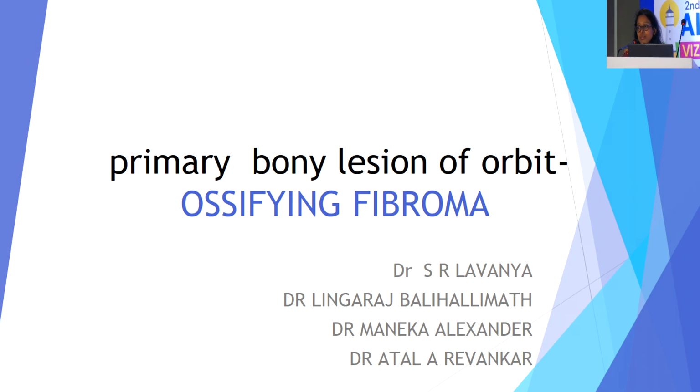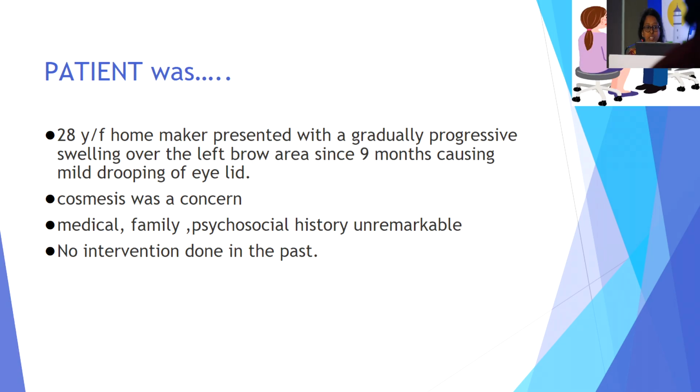Today I am here to present a primary bony lesion of an orbit. The patient was a 28-year-old female, a homemaker, who presented with a gradually progressive swelling over the left brow area since 9 months, causing mild drooping of the eyelid. More than the drooping, the patient was concerned about cosmesis, and was worried that in future the eyes might get affected.